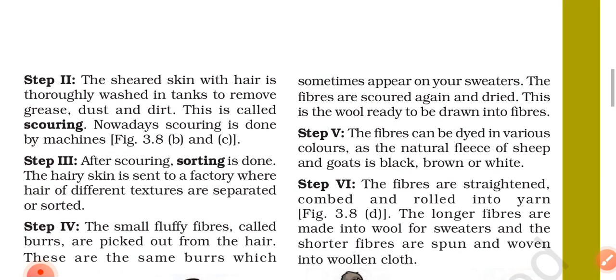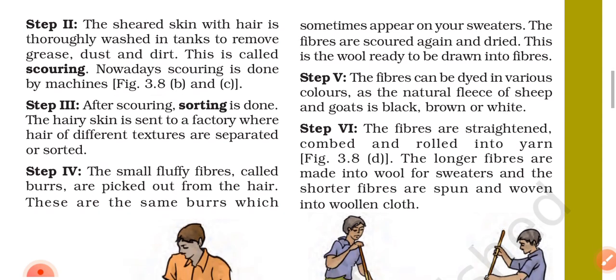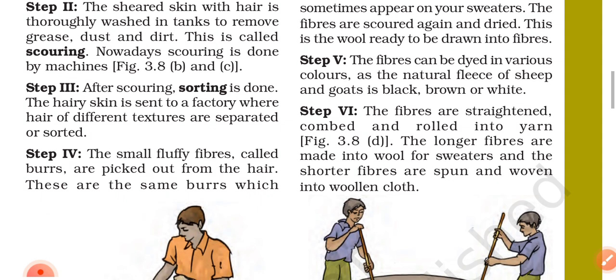Page number 27. Step 2. The sheared skin with hair is thoroughly washed in a tank to remove grease, dust and dirt. This is called scouring. Nowadays, scouring is done by machine. Figure 3.8 B and C.